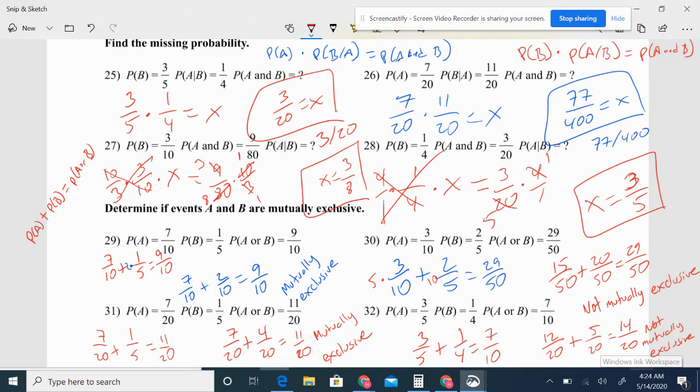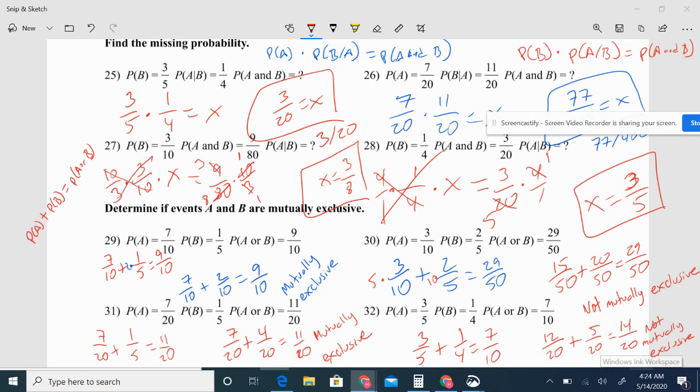I said I was going to come back to why sometimes we multiplied and why sometimes we add. Now the difference is we multiplied when we're using the word and. Notice how 25 through 28, and as a matter of fact, on my previous examples at the beginning of this presentation, question 17 through 24, they all use the word and, so I was using multiplication. Now 29 through 32, they use the word or. That's when I add.